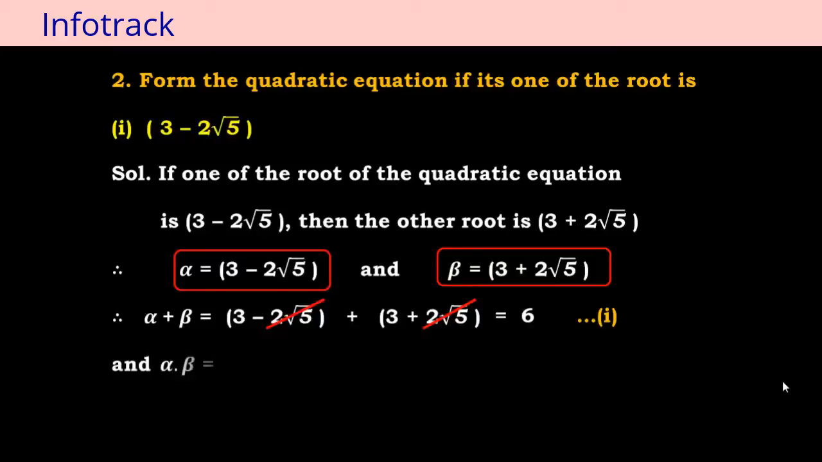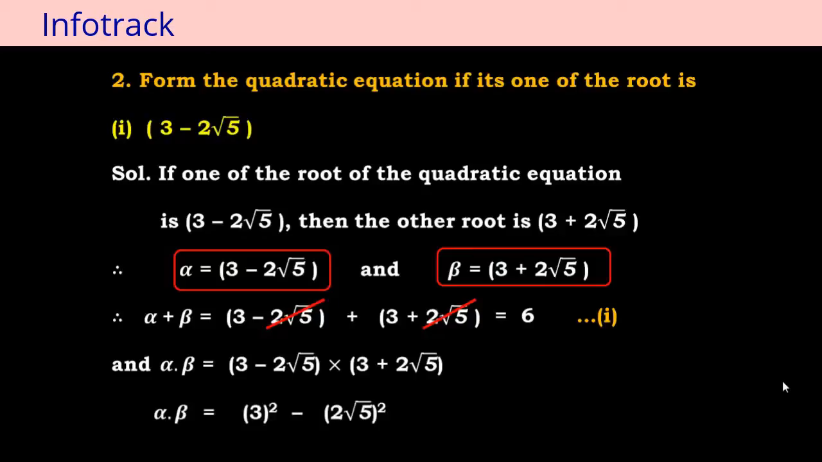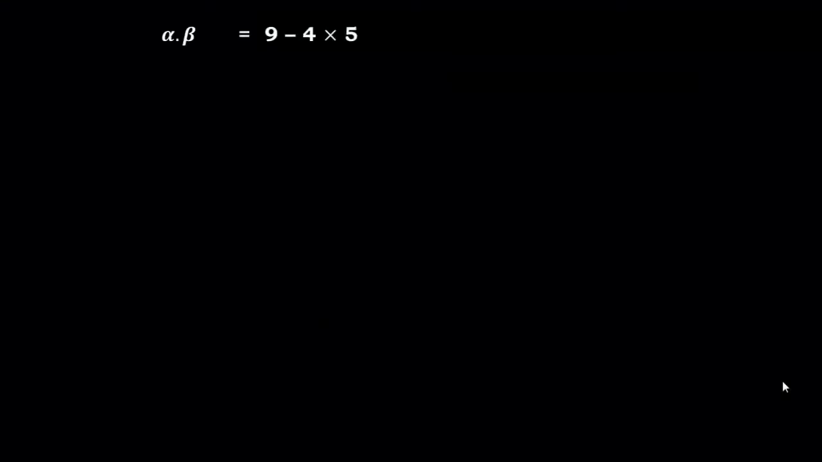Now alpha into beta, that is 3 minus 2 root 5 into 3 plus 2 root 5, a minus b into a plus b, a square minus b square. 3 square minus 2 root 5 the whole square. 3 square is 9 and 2 root 5 square is 4 into 5, 20. 9 minus 20 is minus 11. So alpha into beta is equal to minus 11, equation number 2.